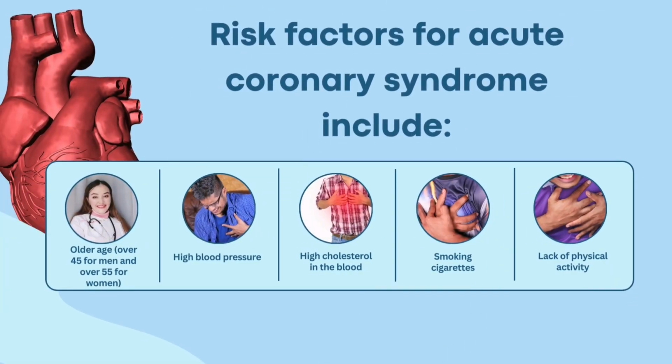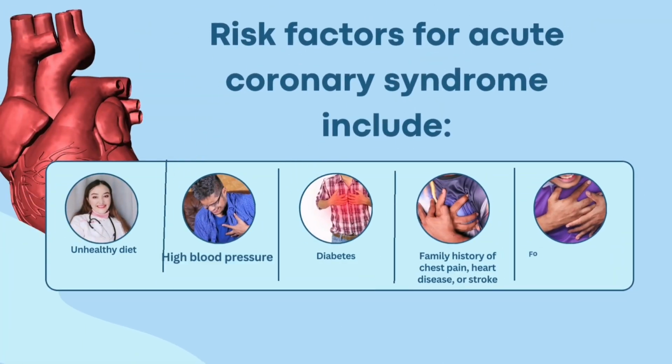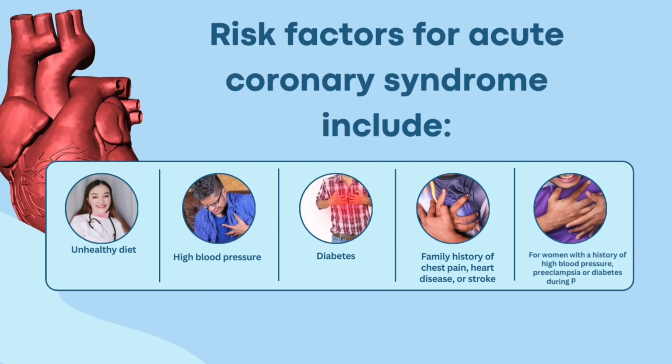Risk factors for acute coronary syndrome include an older age, over 45 for men and over 55 for women, high blood pressure, high cholesterol in the blood, smoking cigarettes, lack of physical activity. If your patient is sitting, eating, or sleeping all the time, without activity, this is also a risk because the patient starts to become overweight. And also an unhealthy diet, if your patient eats unhealthy food, and high blood pressure, diabetes.